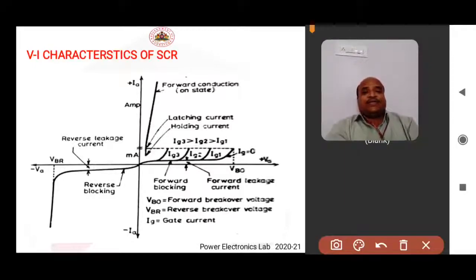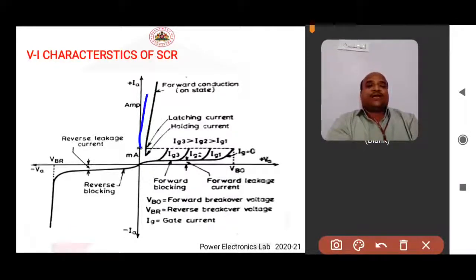When the supply voltage is equal to the breakover voltage, there is a sudden drop in the voltage. You can see here the dotted line. The voltage suddenly drops to a minimum value and the current will shoot up. That means the current increases rapidly. Now the device is said to be in forward conduction mode.